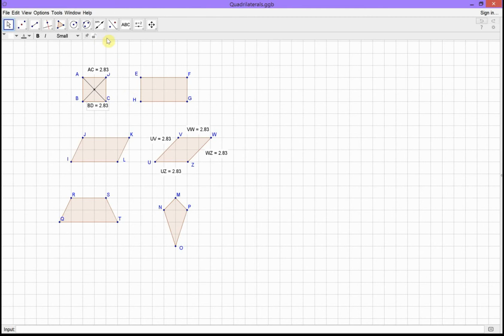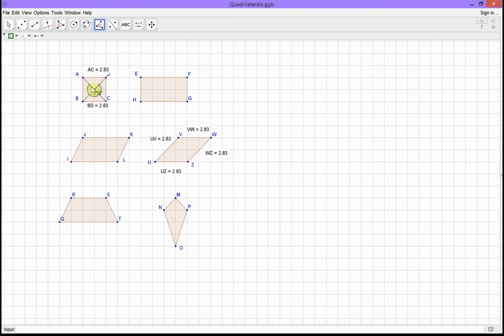If you don't have a protractor, or if you just want to use the tools that are available here, let's look through and see what tools we have for measuring angles. Well, this is the measuring tool. We used it to measure the length. Now we can use it to measure the angle. So I'm going to click on the start, the middle, and the end.